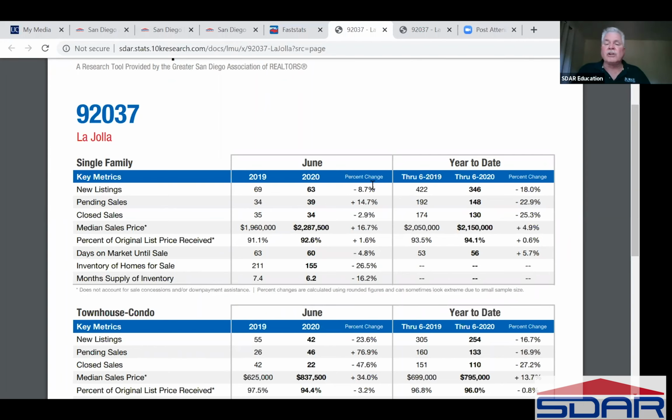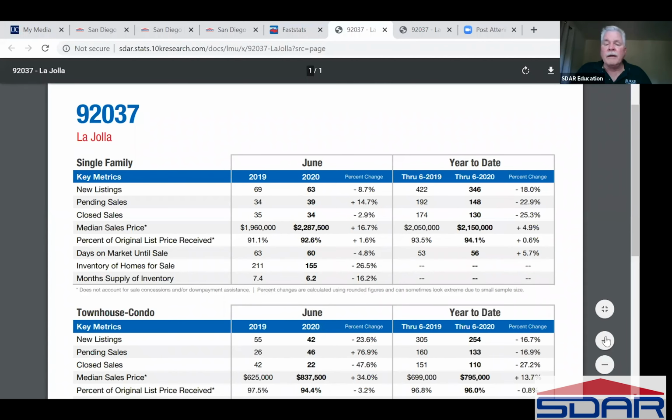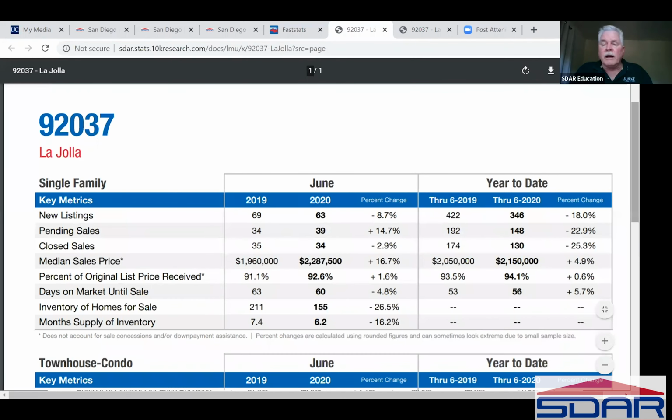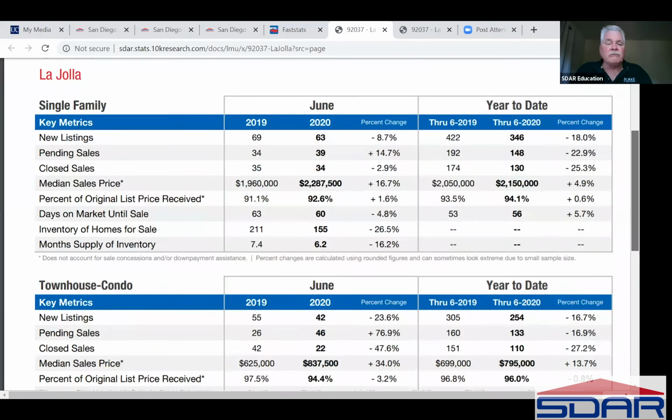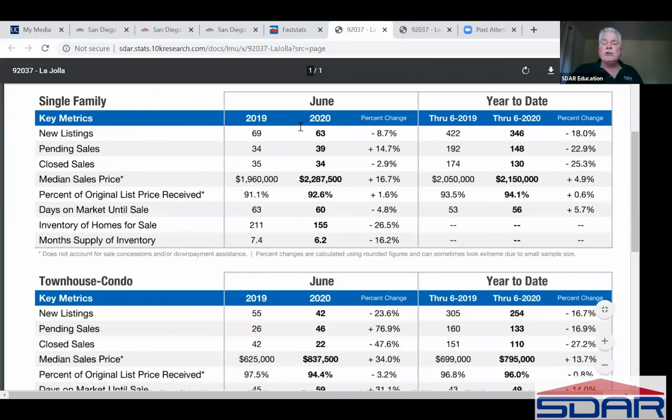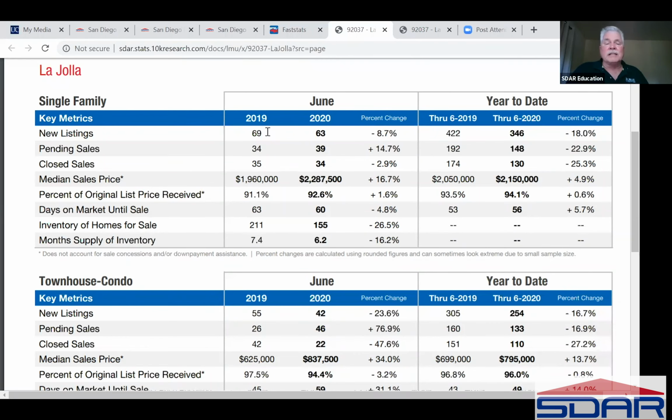See the bold column in the middle versus the beginning of last year to this time last year. I'm going to make this a little bit bigger so that I can actually read the data. So first of all, how many new listings? In June of last year, I had 69 new listings in the month. This year, June, we have 63. So we have just a little bit less. That's pretty impressive considering that we keep bouncing in and out of the pandemonium thing. Down 8.7%.